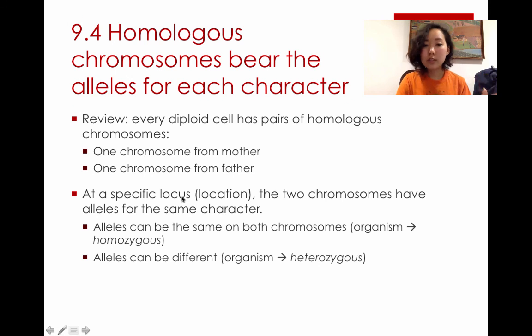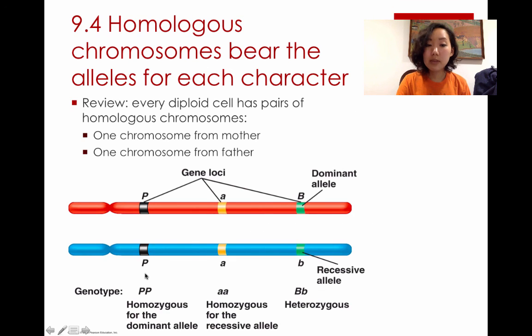So at the specific locus, the 2 chromosomes have alleles for the same character. Now the alleles can be the same, and if they're the same, remember it means that they're homozygous, and it could also be different. So the allele from your mom and the allele from your dad could be different, making it heterozygous.